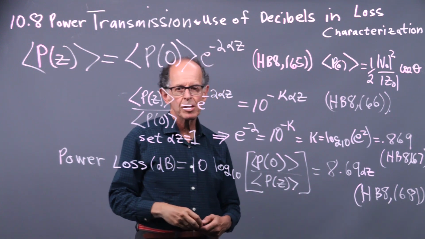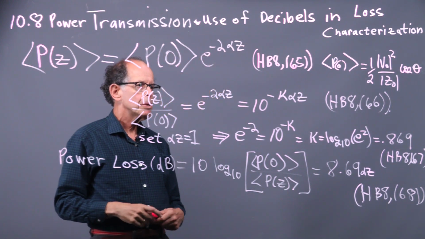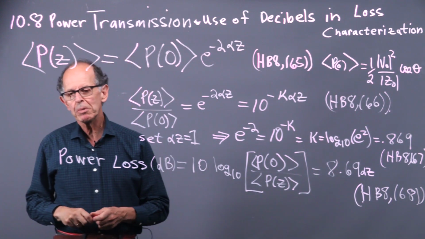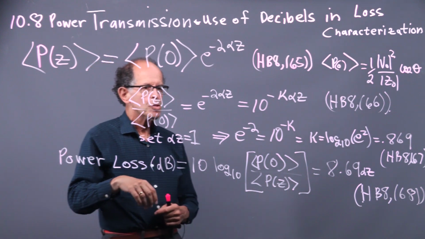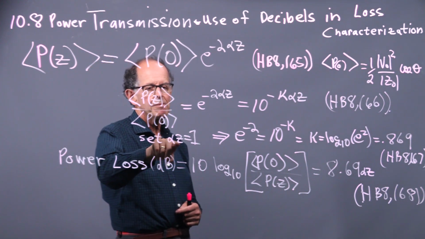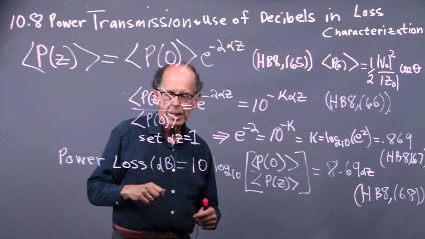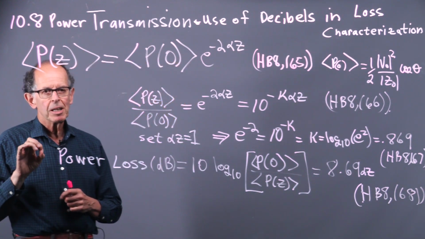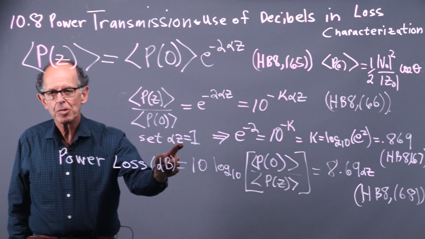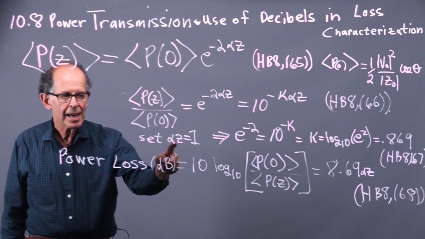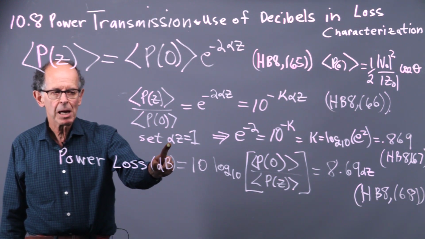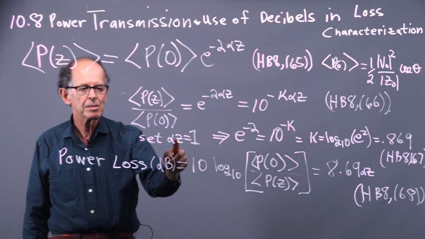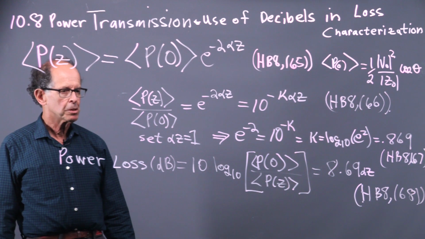That's equation 66. So we want to find out what k is, and the reason we want to use powers of 10 is because we're going to use the dB scale. So we need to find k, so we set alpha z equal to 1. Must be careful of the units. What are the units of z? It's a key point. Alpha has to have units of something, and we're going to call the something nepers per meter. So nepers per meter times meter, that means alpha z is a pure number.